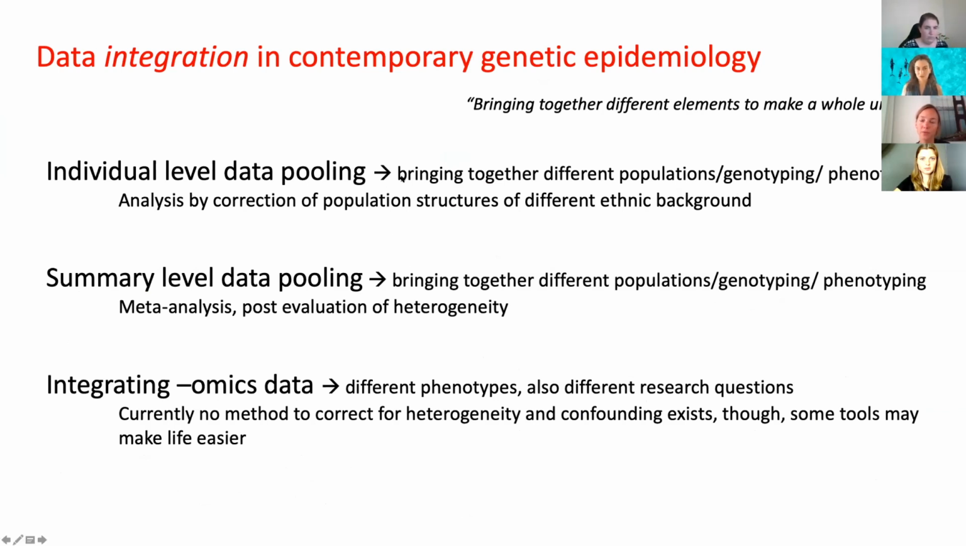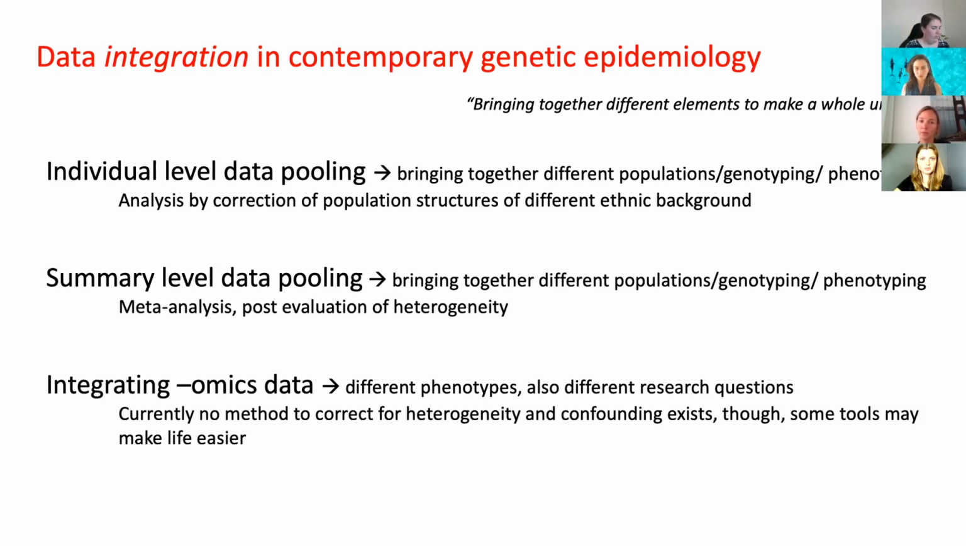So what does this include? This includes individual data pooling, which means bringing together different populations, can also be different genotyping platforms and phenotypes measured in different ways. It is possible if you do data sharing agreements with trustful cohorts. And it also makes it possible to make, for instance, corrections of possible confounders. For example, population structure.